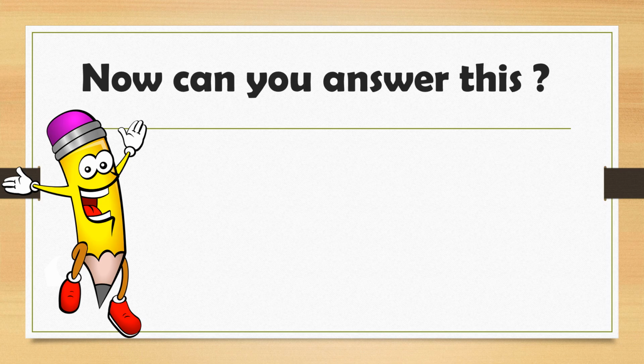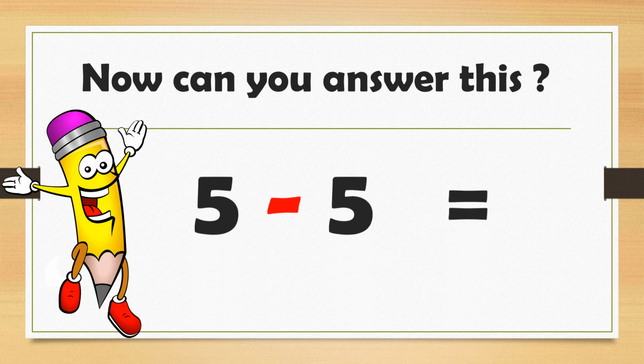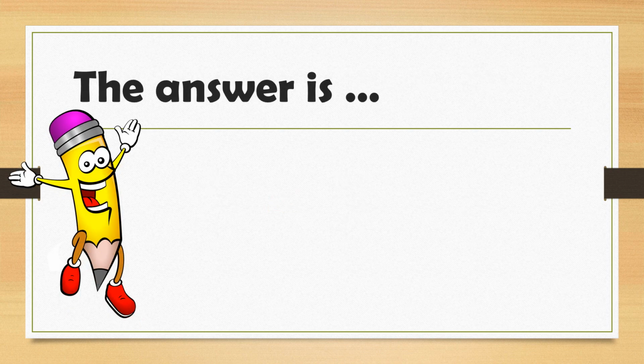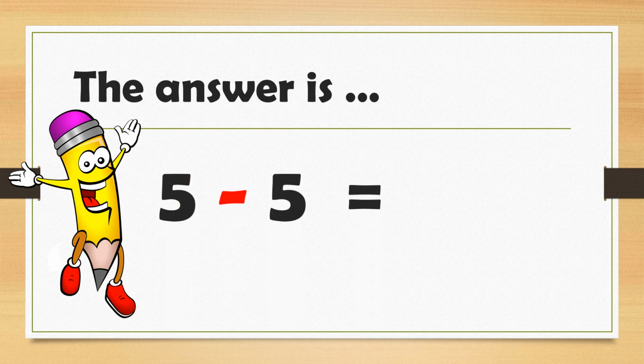Now, can you answer this? 5 minus 5 equals. The answer is 5 minus 5 equals 0.